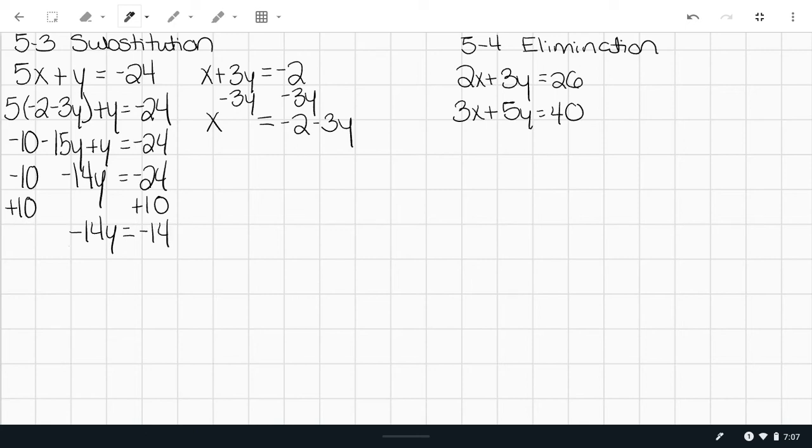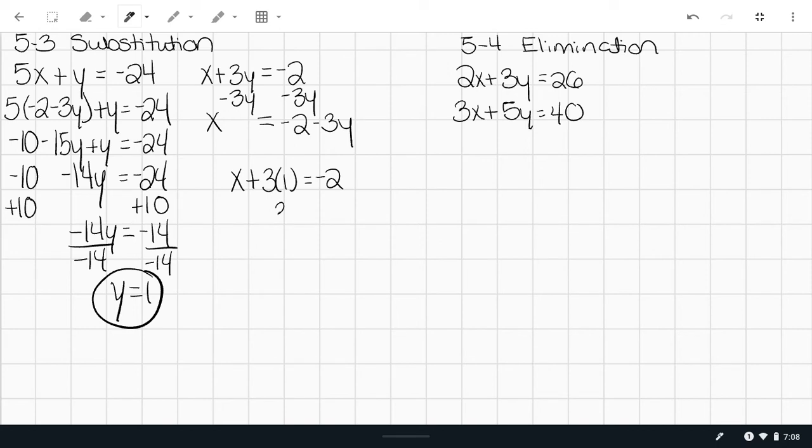I would divide by -14, and I find out that y equals 1. So there's one of my answers. You're going to take the y equals 1, and now you're going to plug it into the opposite equation. My opposite equation was x plus 3y equals -2. So instead of x plus 3y, it's x plus 3. The y is 1, so I'm going to plug in a 1, equals -2.